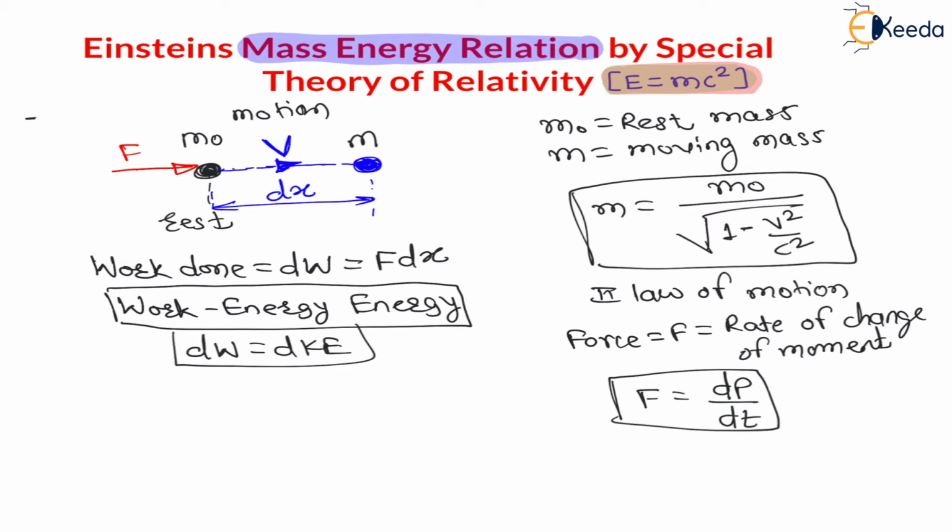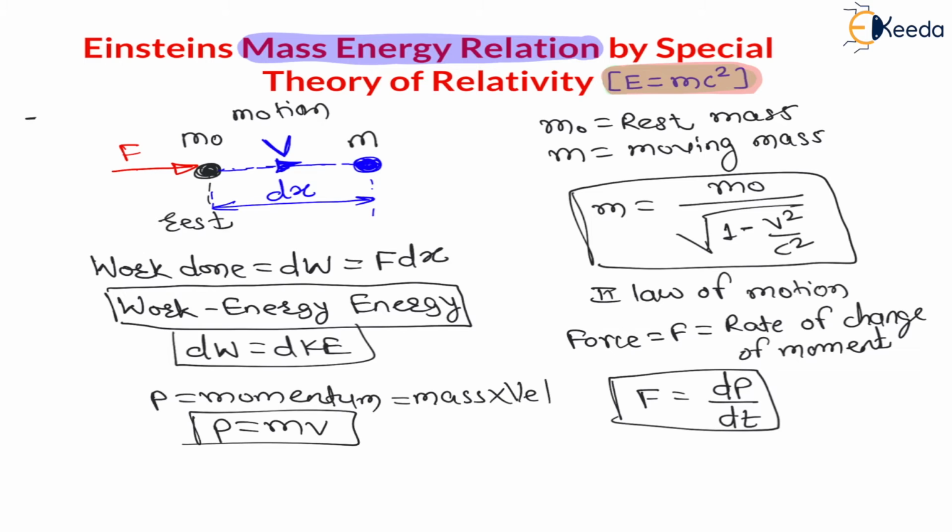Change in momentum with respect to time. P is momentum, my dear. Here p is nothing but momentum, and momentum is a product of mass and velocity. Therefore this momentum is nothing but mass into velocity, right? So I hope these are basic things.